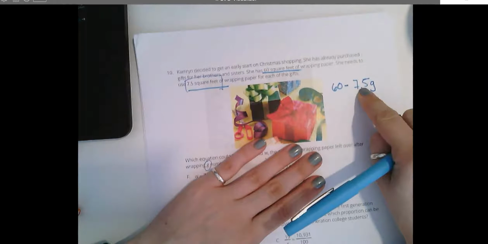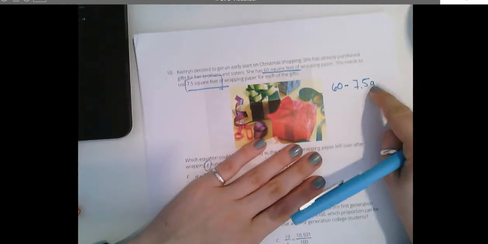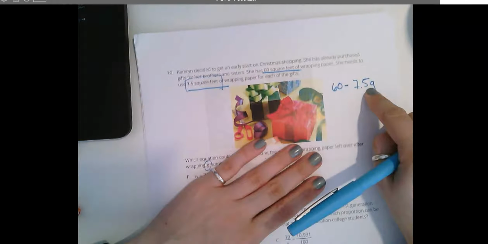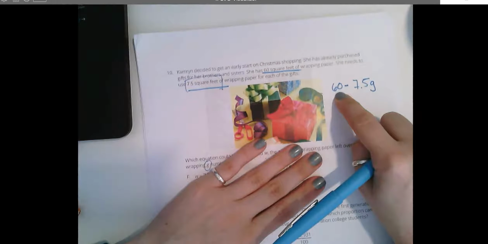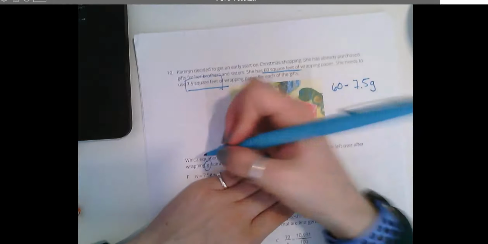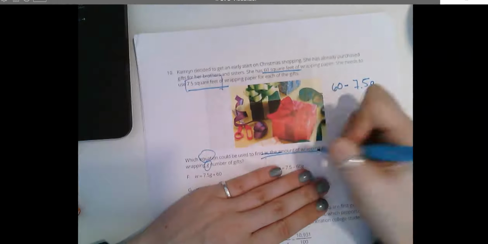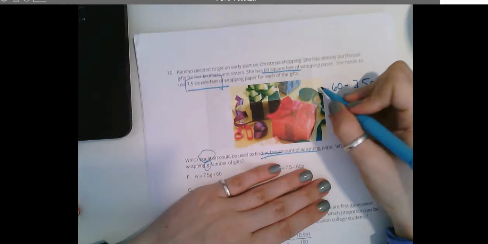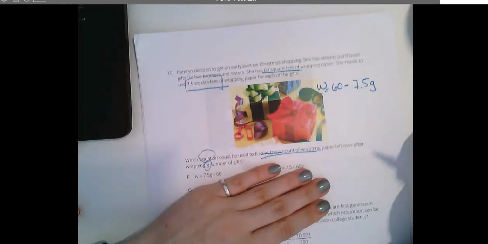7.5 square feet of wrapping paper for every gift. That's going to be multiplying. And we're taking it away from the original amount of wrapping paper she had. We're looking for an equation, and W is the amount left over. I think we're looking for something like this.